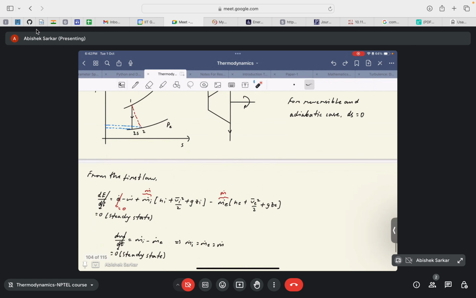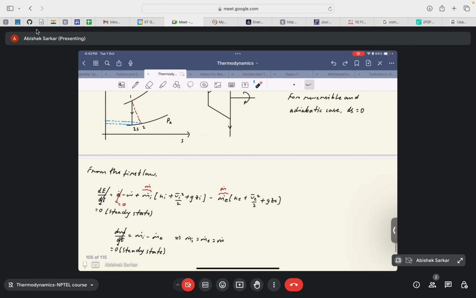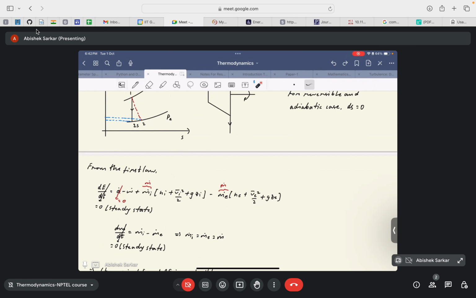Now from the first law, or basically the steady flow energy equation, we have that dE/dt is equal to Q dot minus W dot plus mi dot into (hi plus Vi square by 2 plus g zi) minus me dot into (he plus Ve square by 2 plus g ze). If we consider mass conservation for steady state, we will have that mi dot is equal to me dot, or let us consider mi dot equal to me dot equal to some generic m dot.